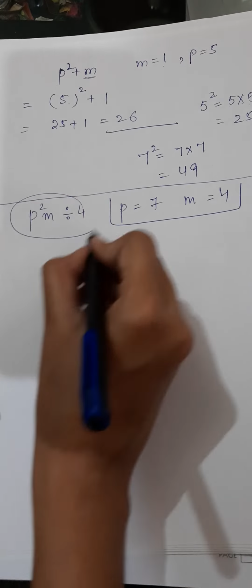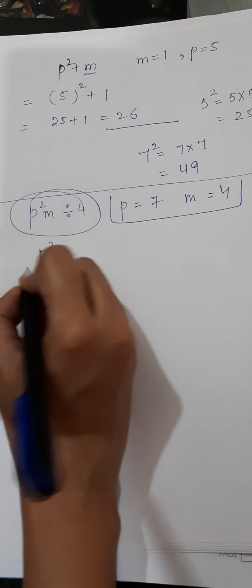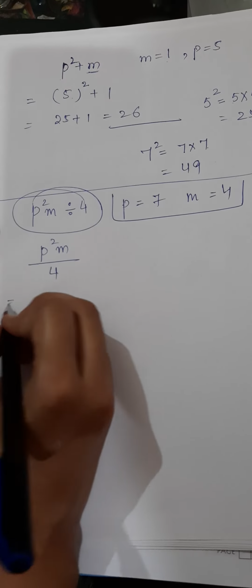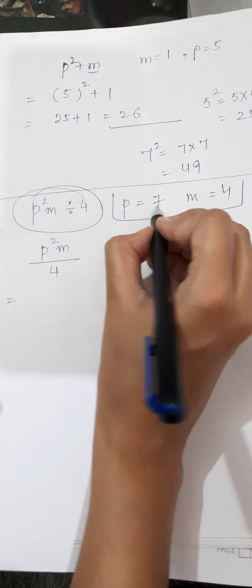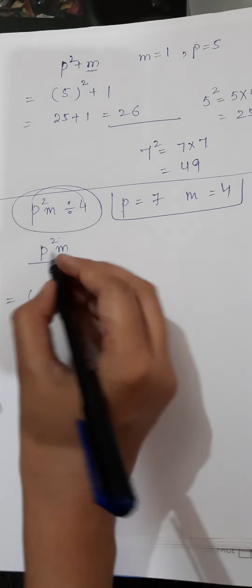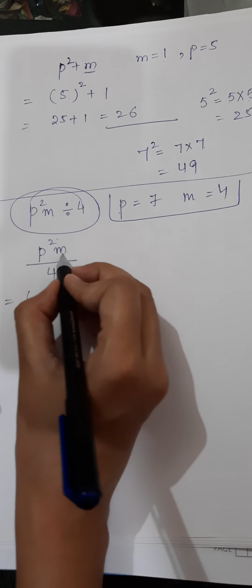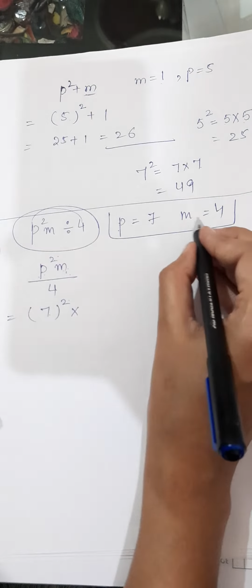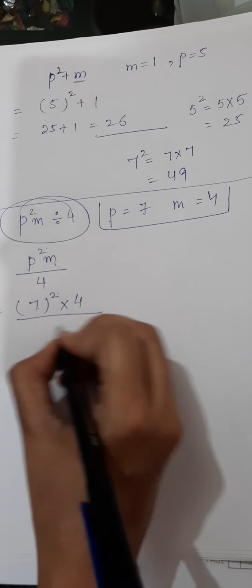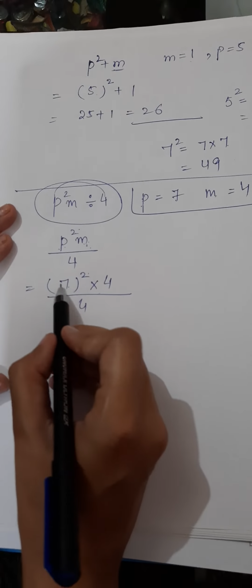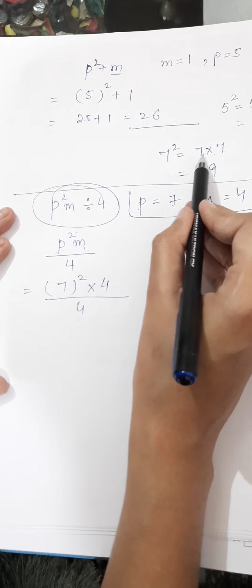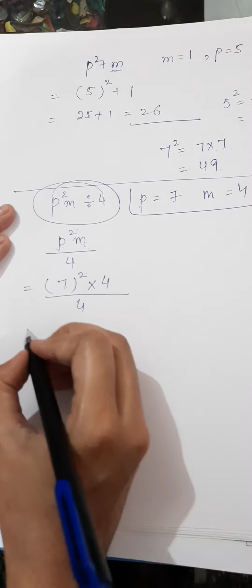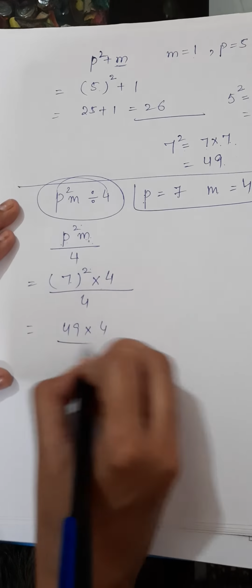Okay, now what is the meaning of this? p square m is divided by 4. p square, what is the value of p? 7 square. p square m means that they both are multiplied with each other. So 7 square into m, and what is the value of m? 4, divided by 4. What is 7 square? 7 square means 7 into 7, which is 49. So 49 into 4 upon 4.